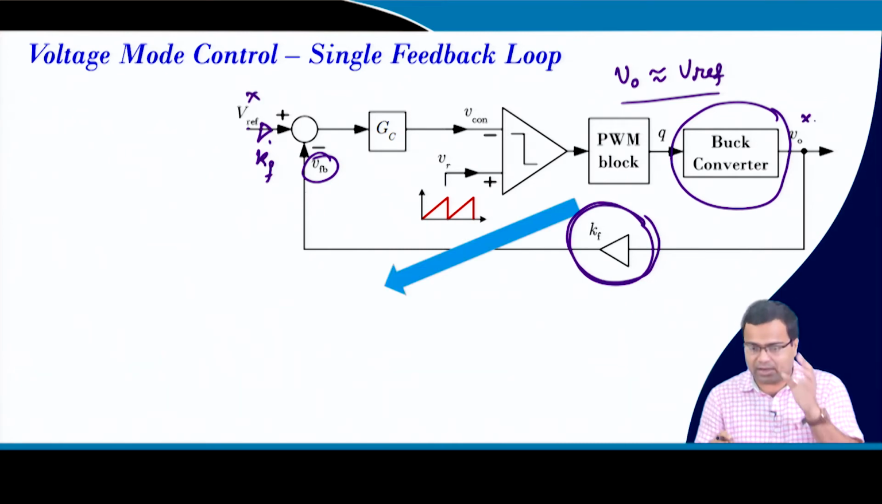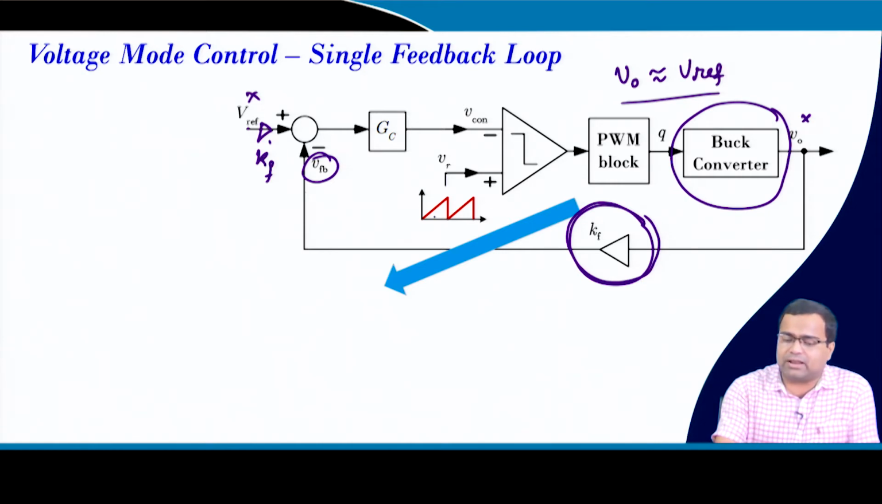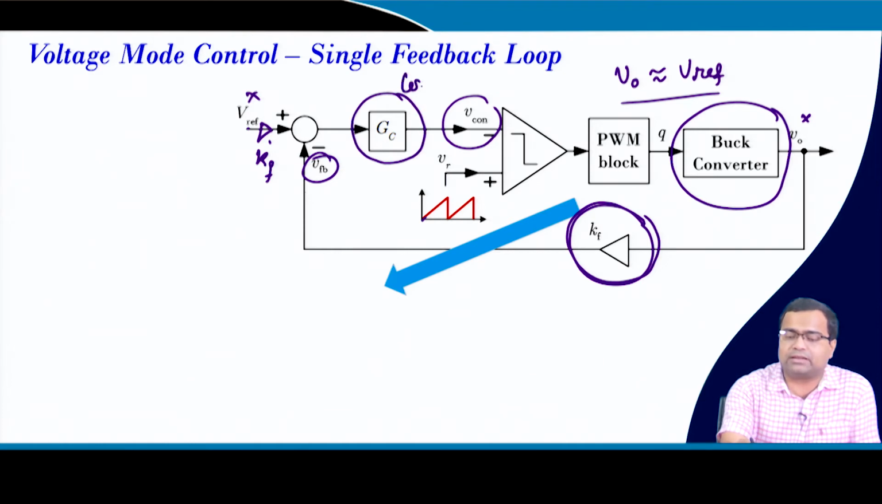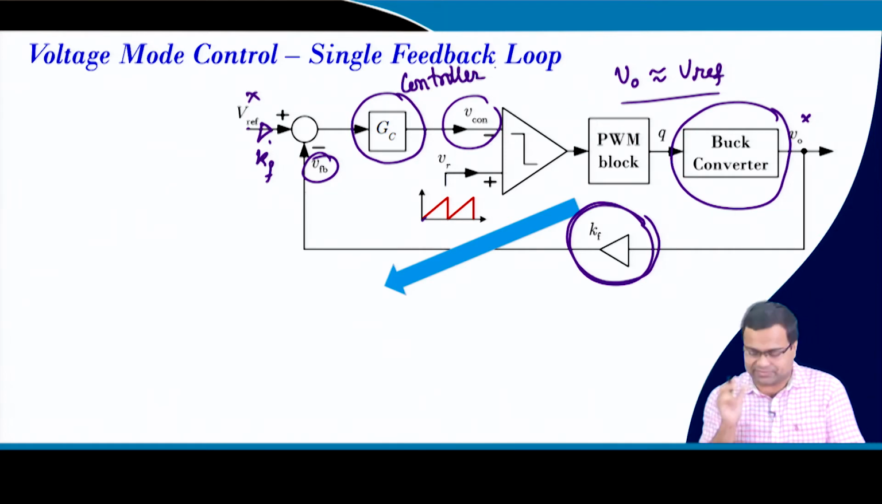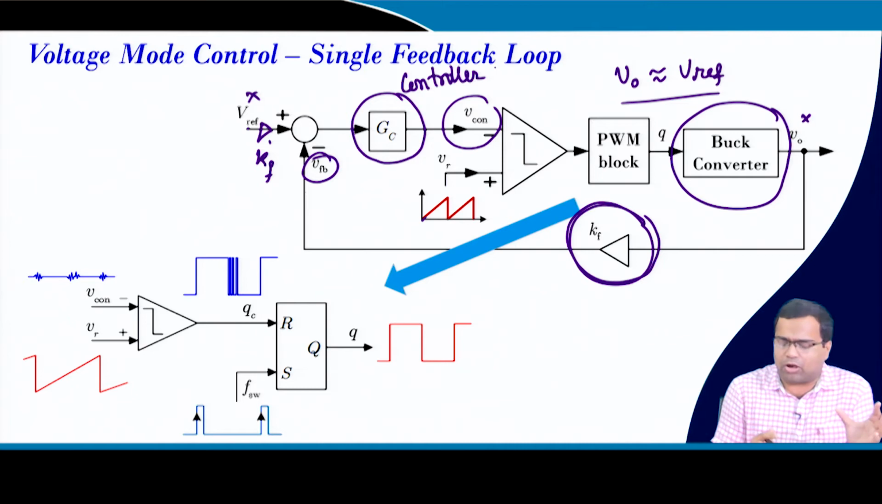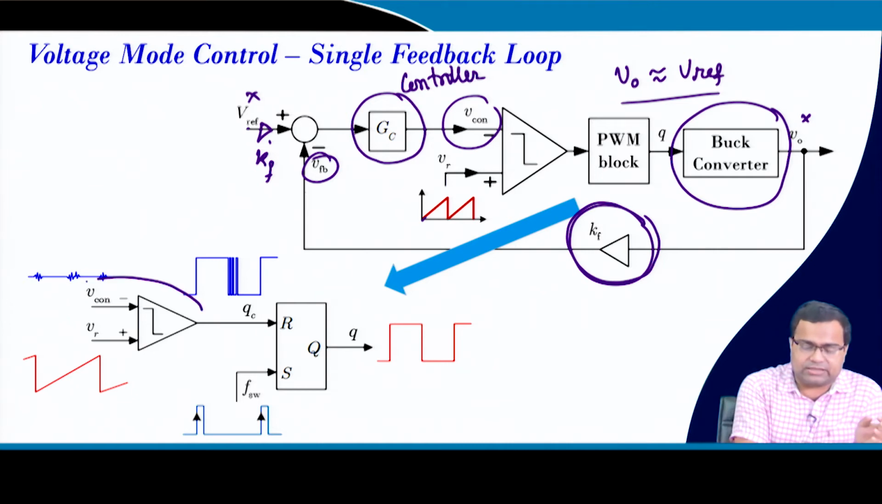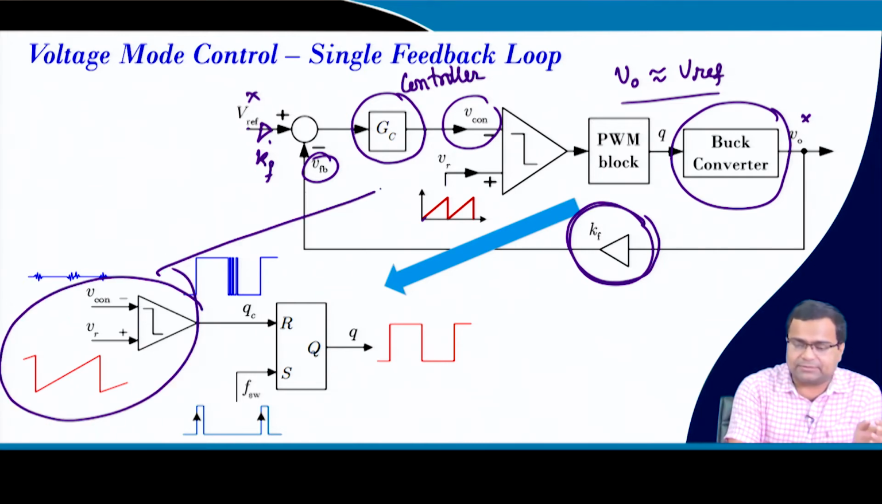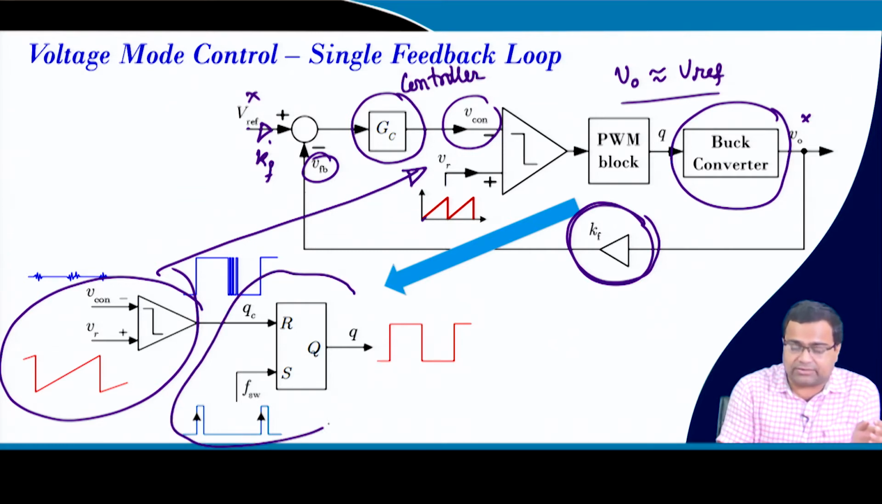Next, what is the PWM modulator? Here we have a sawtooth waveform and the control voltage, which is the output of the controller. This is our controller, right? Sometimes we also call the compensator a controller. So now this PWM block is this, which is a trailing edge modulation. This is our trailing edge PWM block.